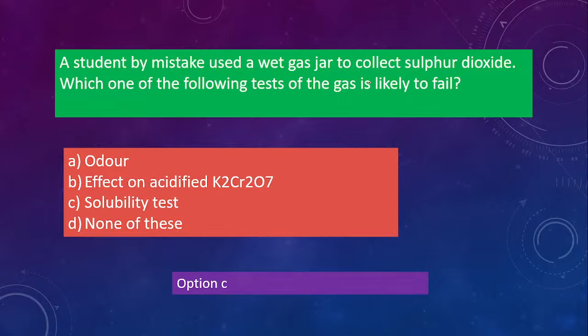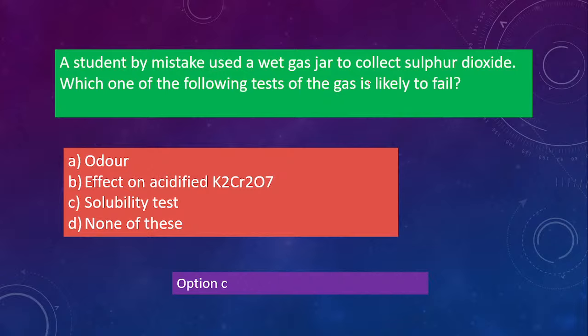Why? Because the jar is already wet, and sulfur dioxide already dissolves in the water. So you cannot know whether sulfur dioxide gas is there or not. Whereas for odor, yes, sulfur dioxide has a pungent smell, a strong odor, so you can know yes, this is sulfur dioxide. So if you do the odor test, yes, you can do it.